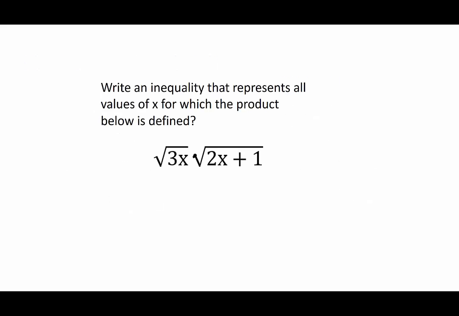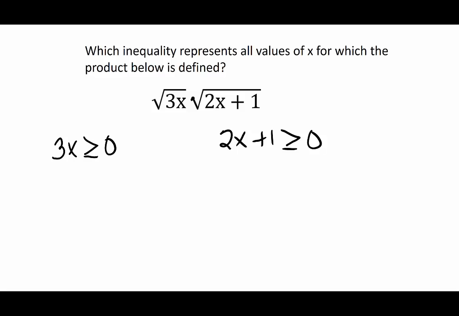Okay, so now we're looking at the product of two square roots. Write an inequality that represents all values of x for which the product is defined. So not where is it undefined, where is it defined? So we know that what's inside the square root on the left, the 3x, must be greater than or equal to 0. And on the right, the 2x plus 1 must also be greater than or equal to 0.